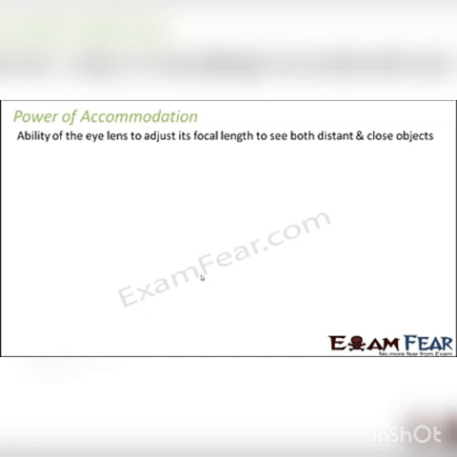Now how much it can adjust so that the images are formed on the retina, because the images which the eye is seeing are located at different positions. Some of them might be very near, some of them might be very far away. So how much adjustment the eye lens can do, that is known as the power of accommodation.